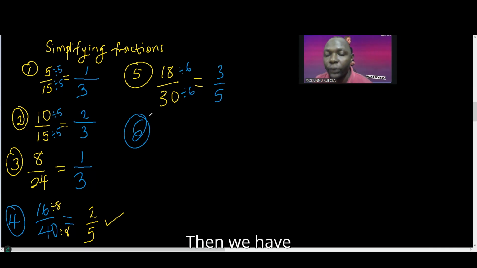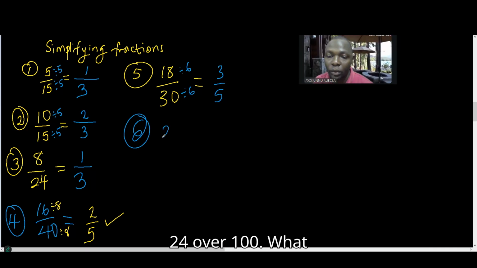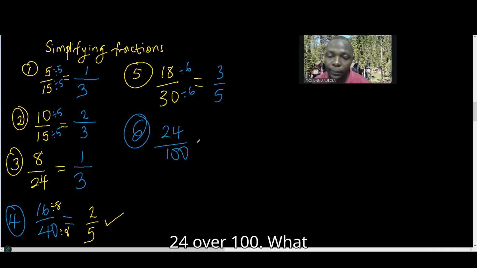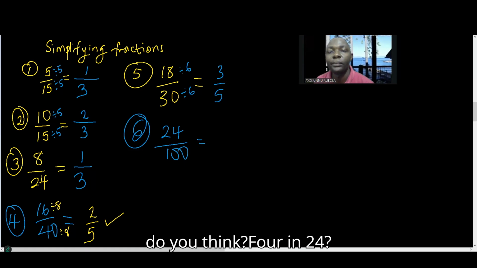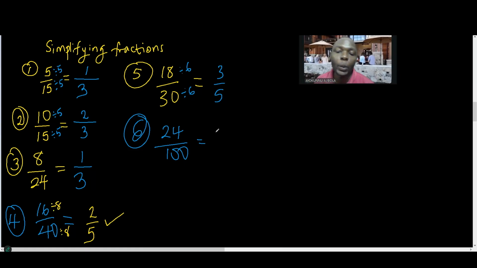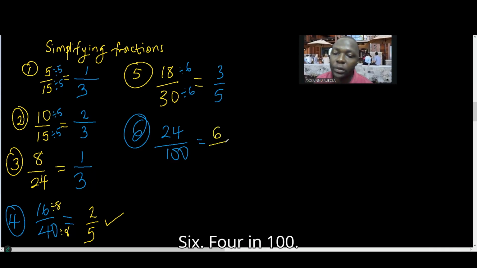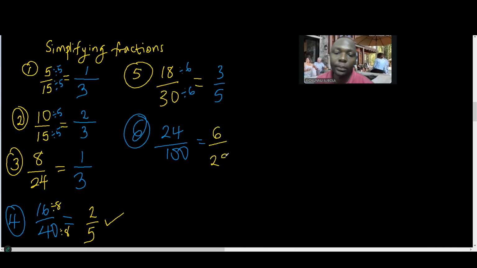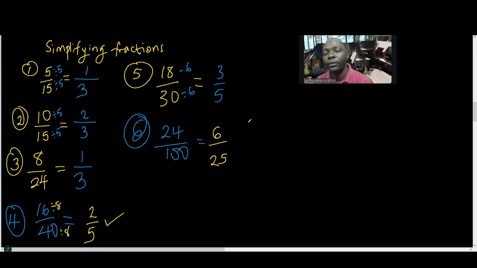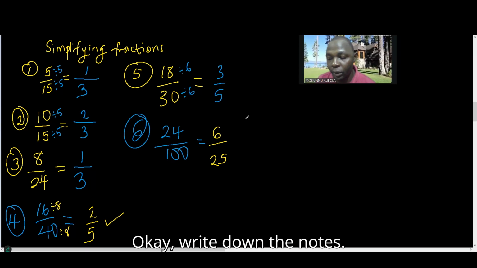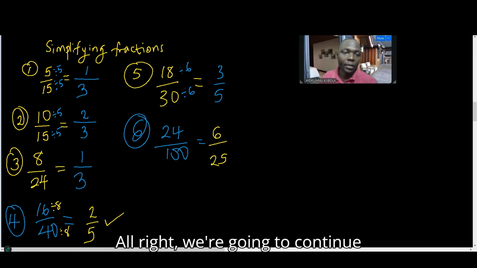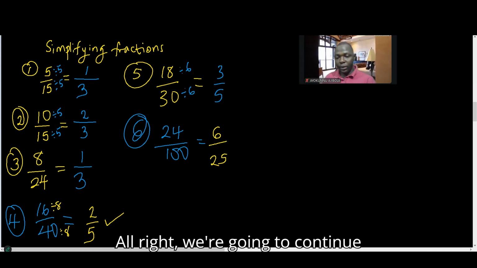Then we have 24 over 100. What do you think? 4 in 24 is 6. 4 in 100 is 25. Okay, write down the notes. All right, we're going to continue shortly.